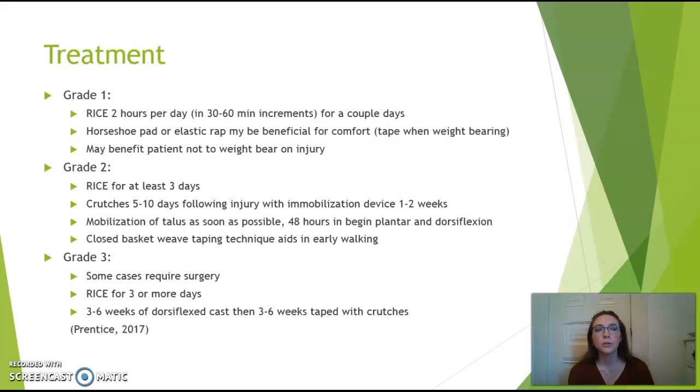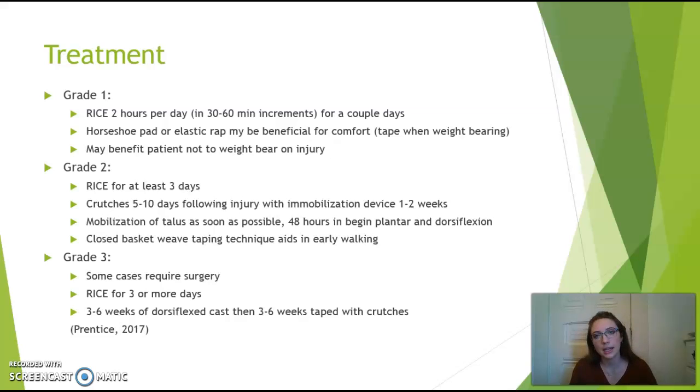How to treat it. Grades 1, 2, and 3 all require RICE for different amounts of days. Grade 1 is about 2 days, grade 2 is about 3 days, and grade 3 is 2 or more days that you're going to want to RICE it. For grade 1, there's not a whole lot to do. It's not very severe. If the patient feels more comfortable, you can give them a horseshoe pad or elastic wrap, which may help with their weight bearing. It may be beneficial to keep off the foot, but it's not completely necessary.